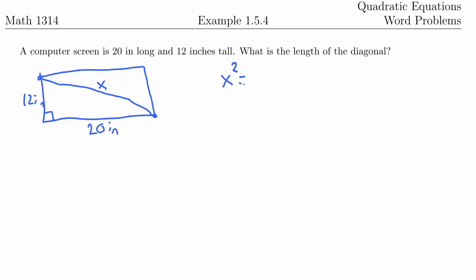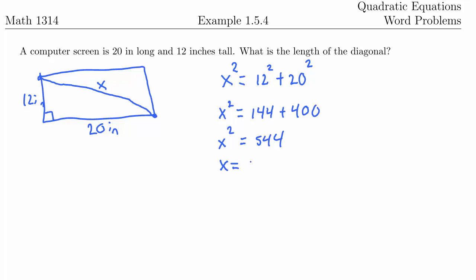Your hypotenuse squared is equal to this side squared plus this side squared. That means x squared is equal to 12 squared, which is 144, plus 20 squared, which is 400. That means x squared is equal to 544. Using the square root property, that gives me x is equal to plus or minus the square root of 544.